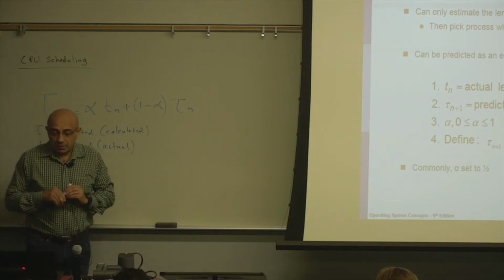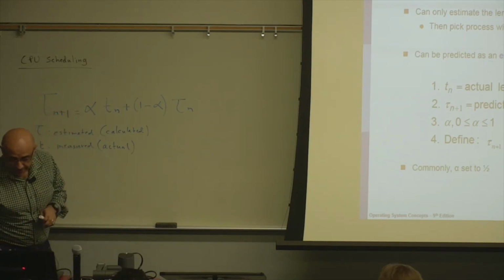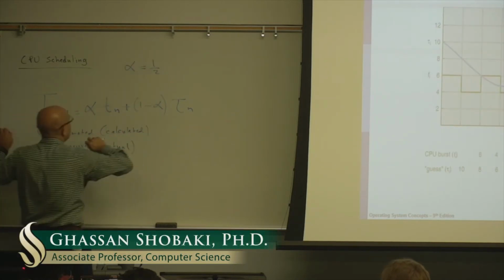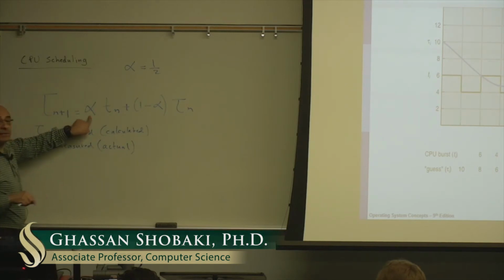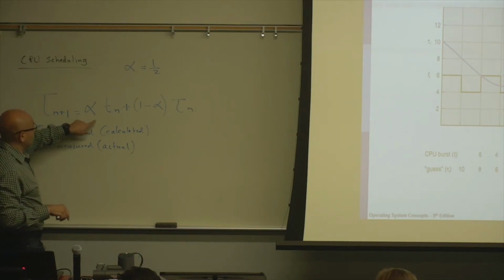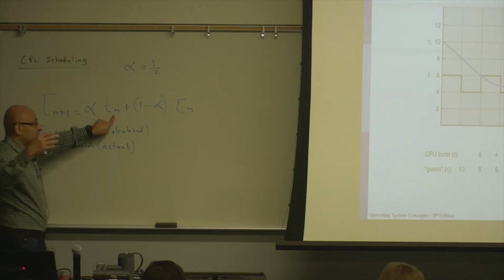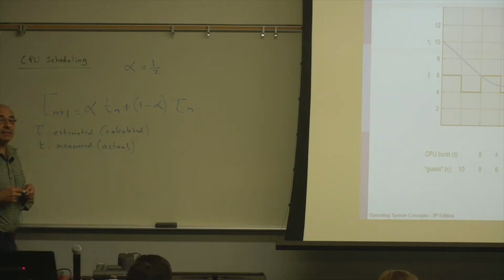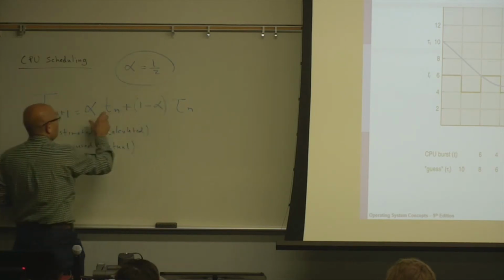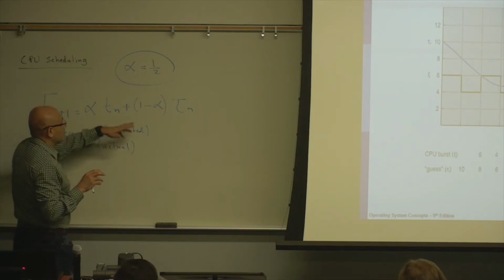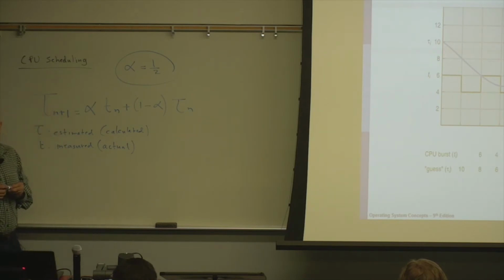Okay? So now let's see how we do this calculation with alpha equals a half. Clearly alpha here is a weight that indicates to what extent we want to emphasize the length of the last CPU burst versus the last estimate. So when alpha is half, both are equally important. We are giving them the same weight, and the weighted sum is basically the average of the two.